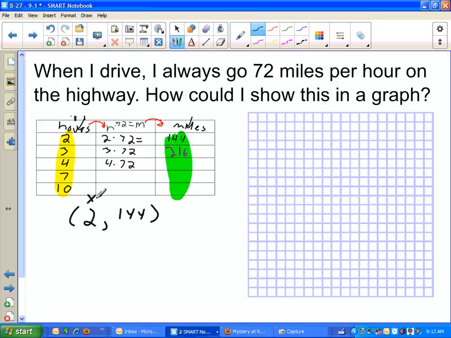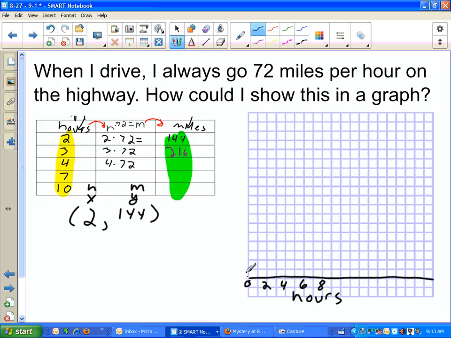This is my X value. This is my Y value, otherwise known right now as H for hours and M for miles. So I'm going to go ahead and plot them on the graph. So here's my x-axis. We're going to label this hours. And I'll just count by twos. So 0, 2, 4, 6, 8. I think you get the idea.